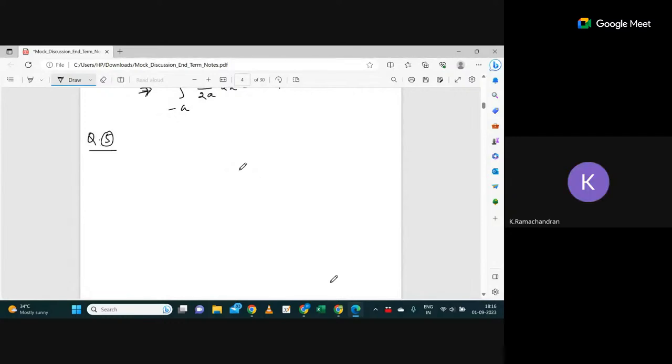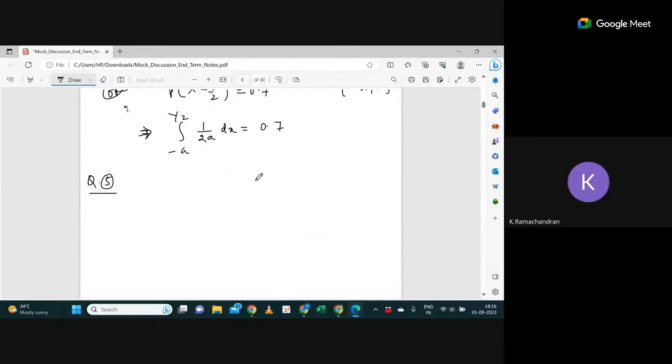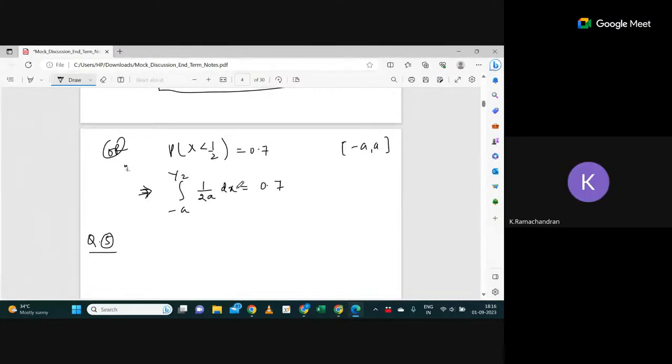In this integration part, we will be integrating from minus a to 0, right? And then from 0 to a? No, we see here the upper limit of x should be half. That's all. Because we are interested. But sir, minus a is beyond 0, so I think it will be minus a to 0 and then 0 to 1/2. No, that's not the case.